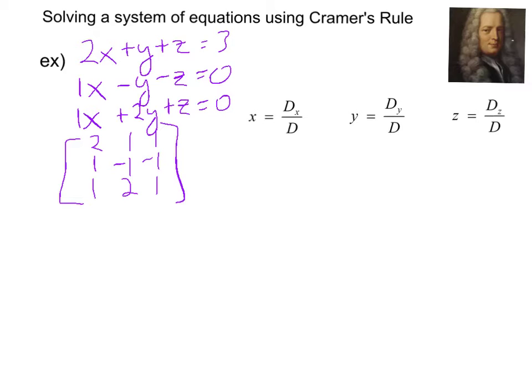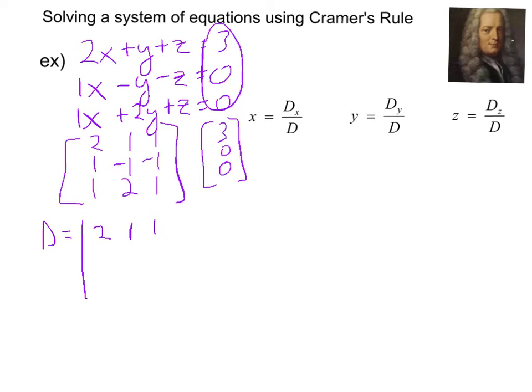Okay? And just so it's been said, the answer matrix would be right here. That would be 3, 0, 0. You get the answer matrix by having the equations in this fashion: get the x's lined up, the y's lined up, the z's lined up, and have the number by itself on the right side, or the left side, but that's your answer matrix. All right, so the determinant, the big capital D, would be the determinant of this matrix right here.